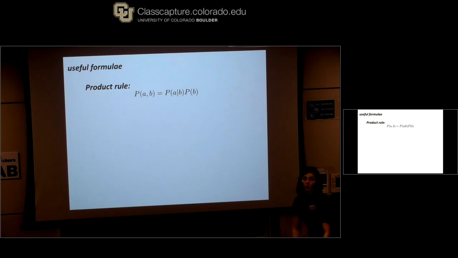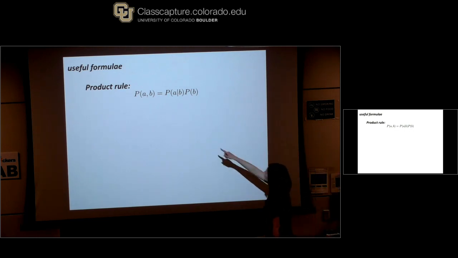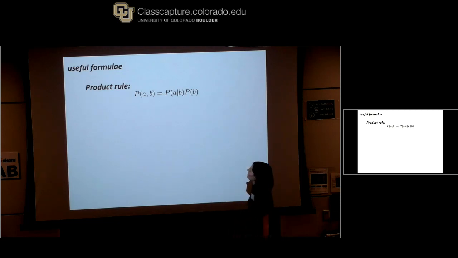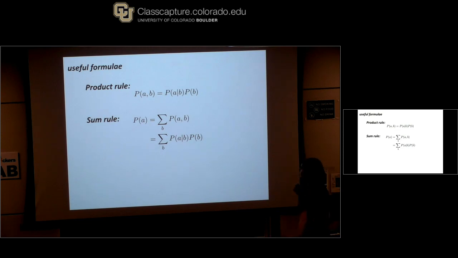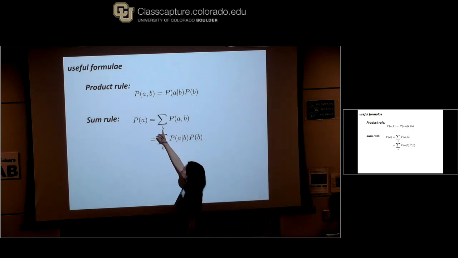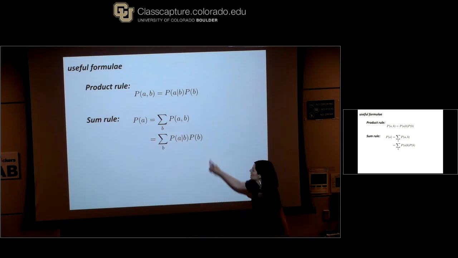Okay, so a few more useful formulas. There's a product rule. The joint distribution is a conditional distribution times the marginal. There's a sum rule, which means that if I sum over all the states of B in a joint distribution, I get the probability of A. From there, I can rewrite this.